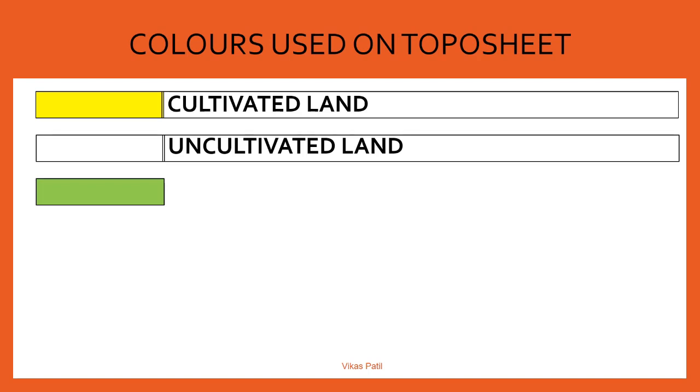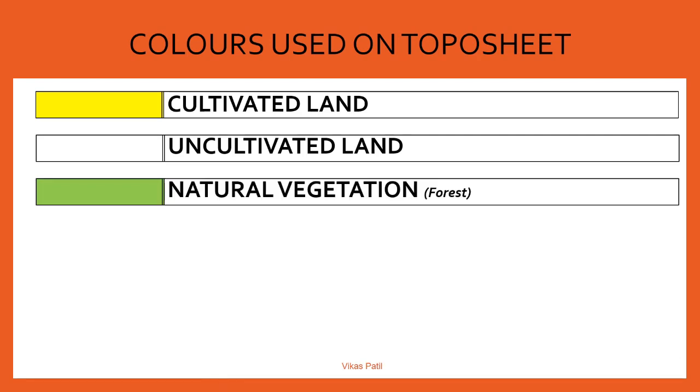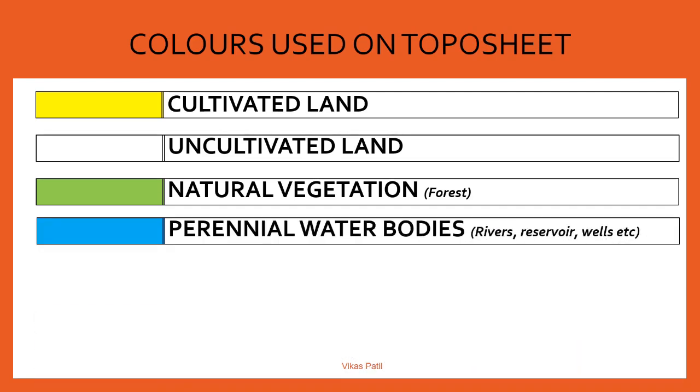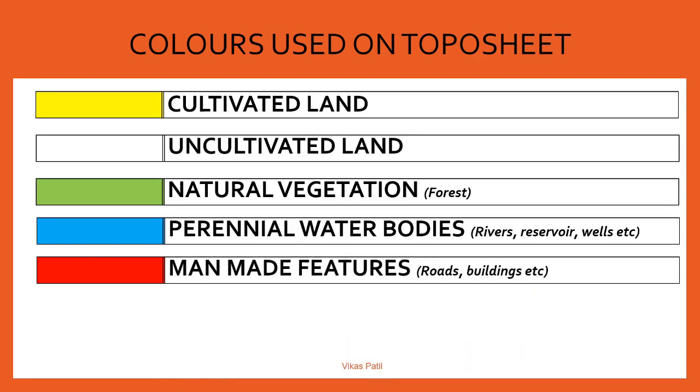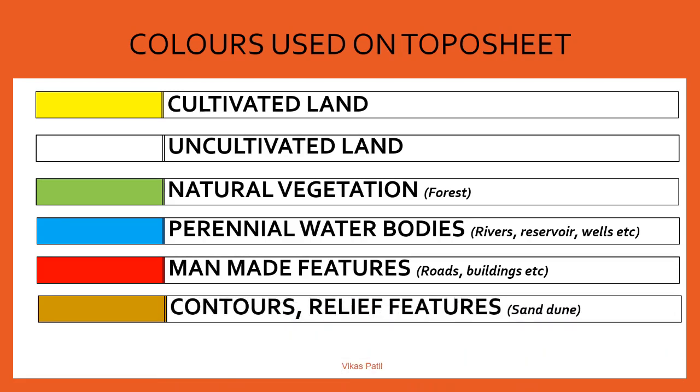Now green section in the map represents natural vegetation or forest. Blue color represents perennial source of water. For instance, perennial river streams, reservoirs, wells. Red color is used on the topographical map for showing man-made features. For instance, roads, buildings. Brown color in the map is used to represent contour lines, contour height, and relief features like sand dunes.